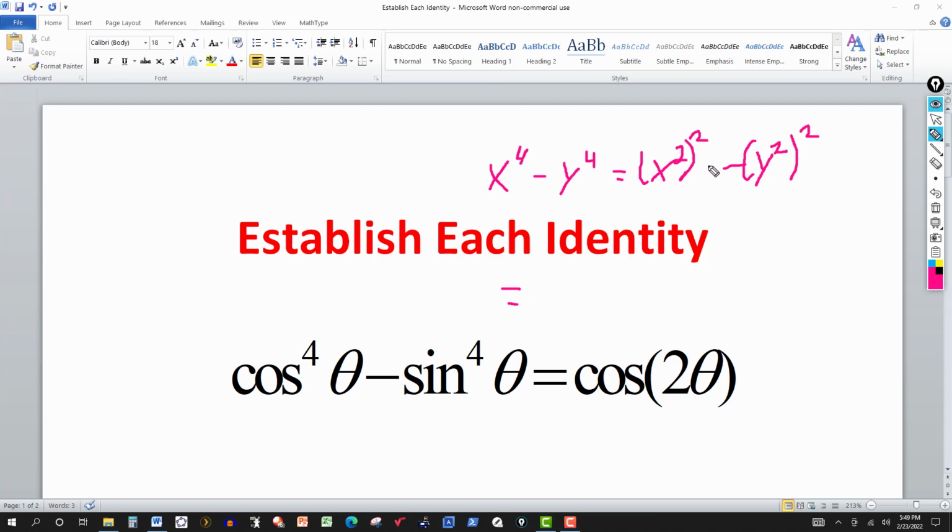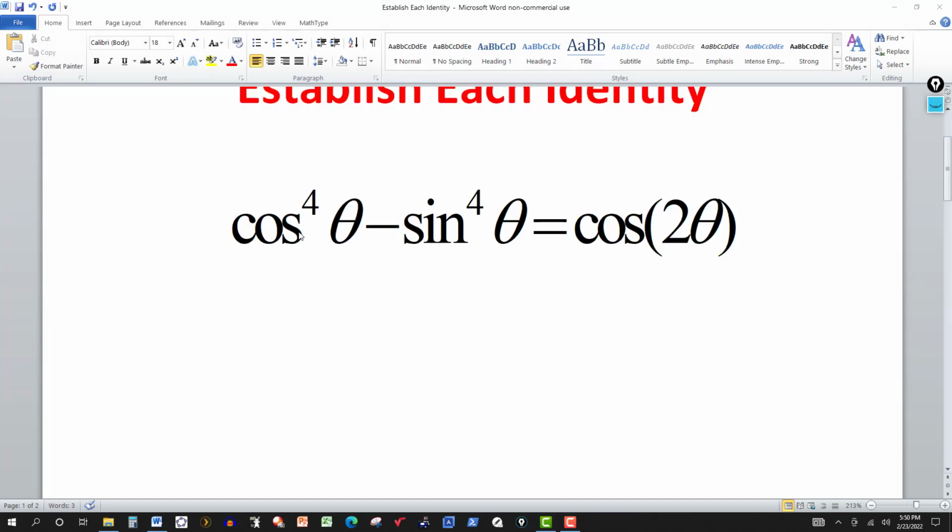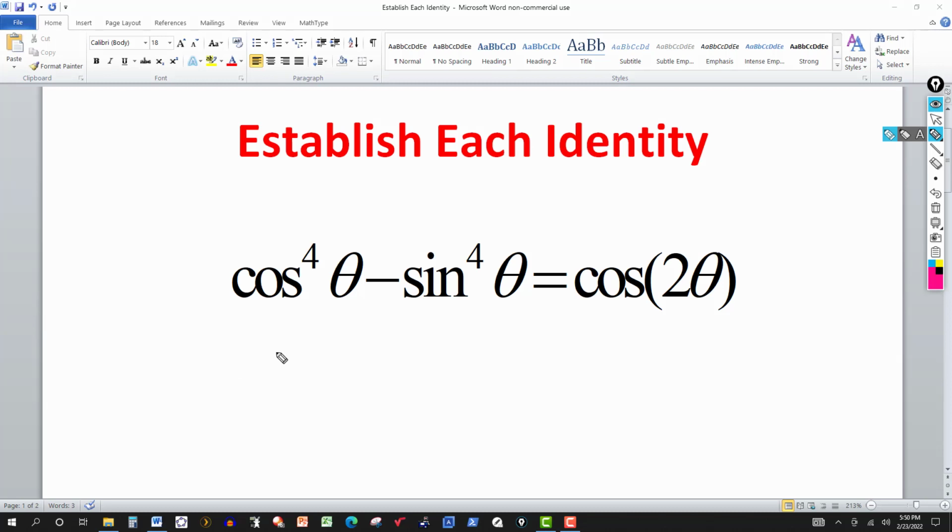So I can write this then as x squared minus y squared, and x squared plus y squared. And then I could continue factoring this one if I wanted to. This one, that's as far as I would go. So we apply that to this particular problem here. Difference of squares. So this can be factored then.